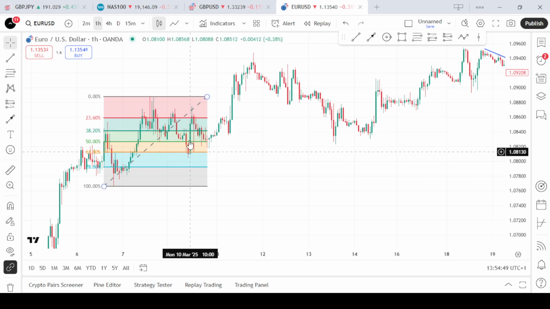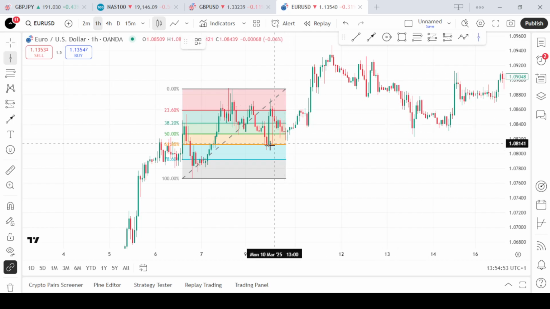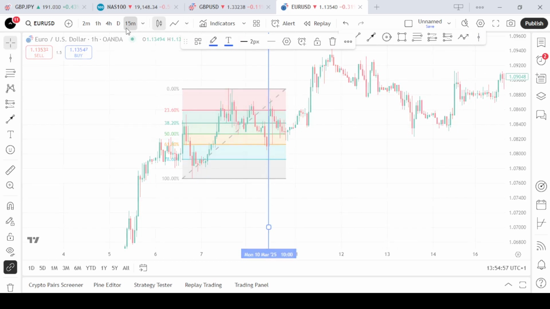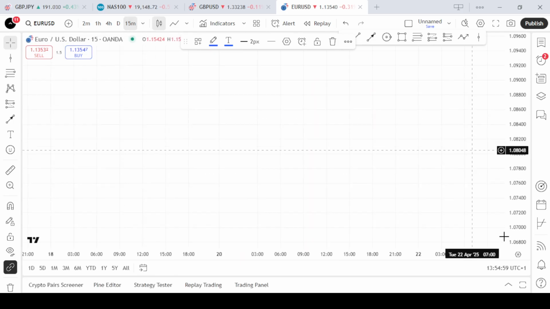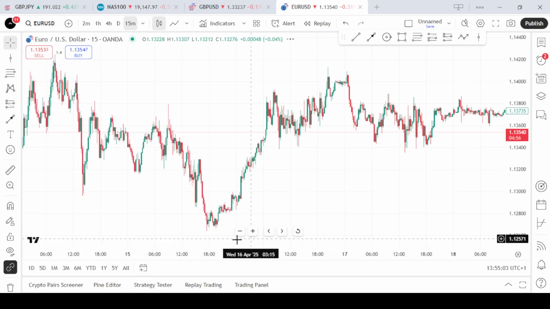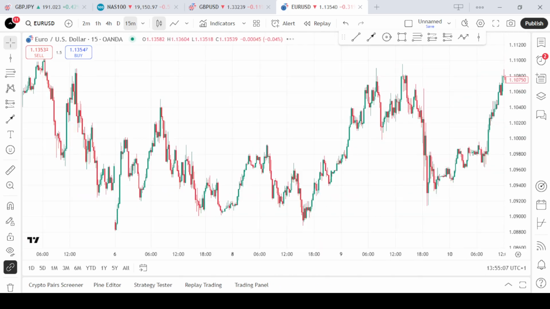This is a bullish engulfing. If we decide to go to a lower time frame, we'll see better confirmation. Let's use the 15 minutes. When we go to the 15 minutes time frame, let's look for this area in our chart and do justice to this.